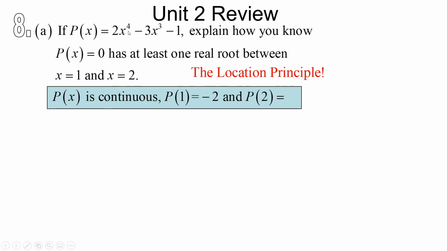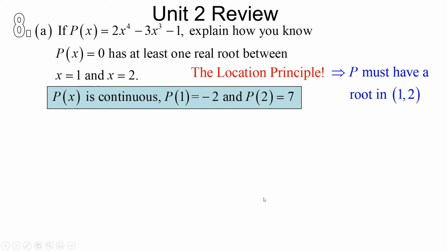2 to the fourth would be 16 times 2, 32. Minus 24, 32 minus 24, that'd be an 8. Minus 1 more, and that's a 7. And hallelujah, p of 1 is negative and p of 2 is positive. And because p of x is a polynomial, meaning it is continuous, that graph would have to cross the x-axis somewhere between x equals 1 and x equals 2. So let's just write that down. This implies p must have a root in the open interval between 1 and 2.